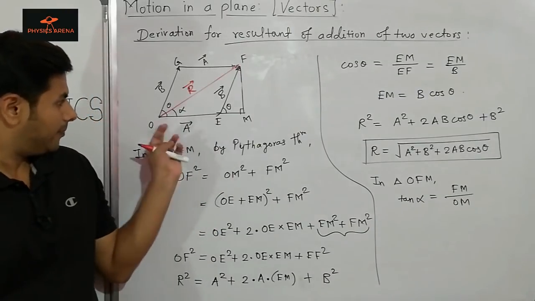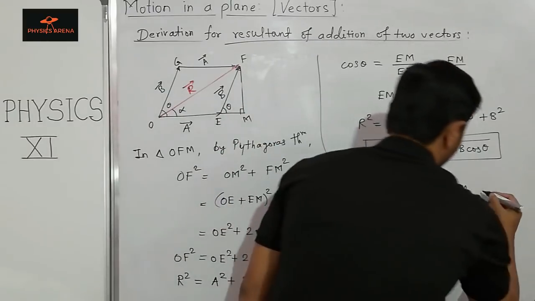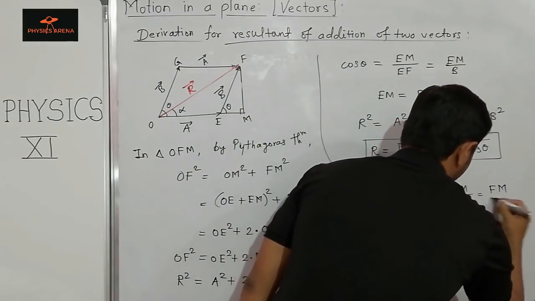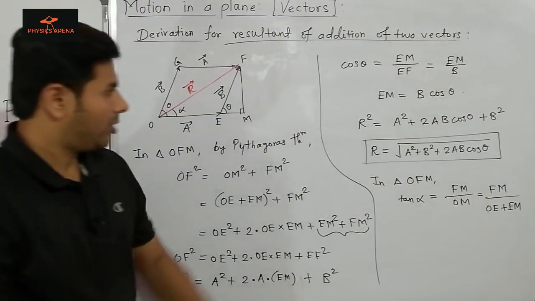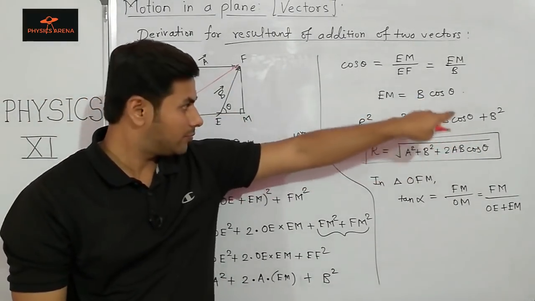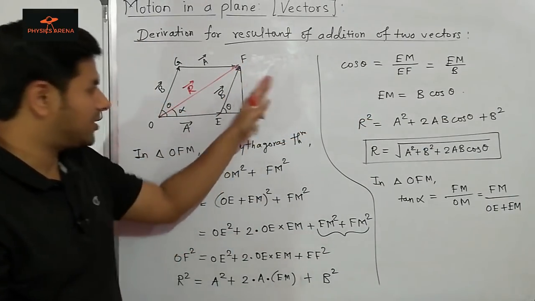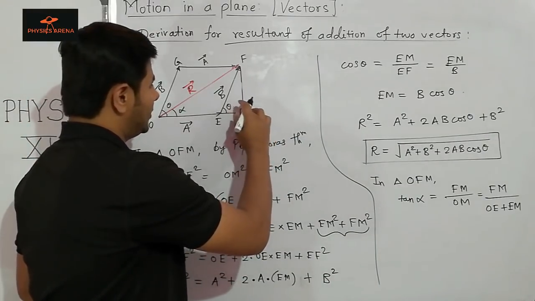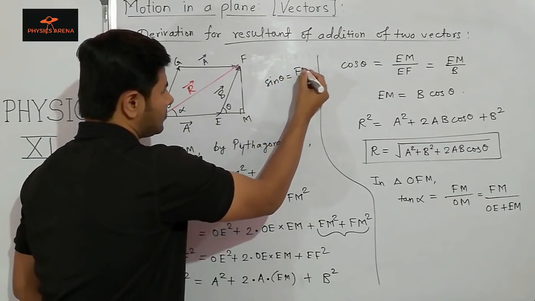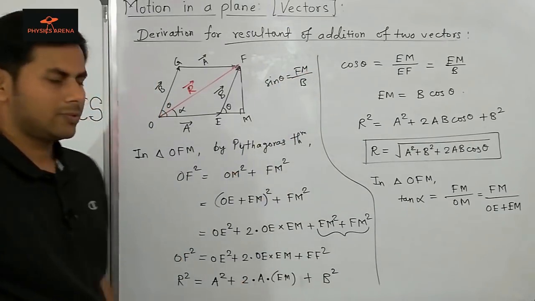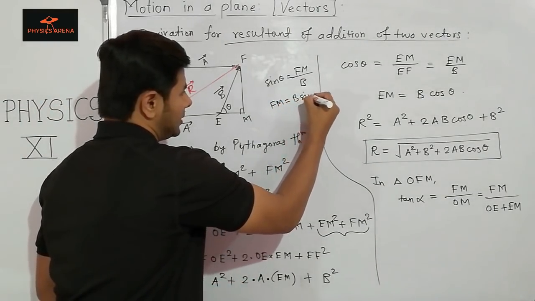Then OM can be written as OE plus EM. So this is FM divided by OE plus EM. Now we have found that this EM is B cos theta, and similarly this FM will be B sin theta. So sin theta is FM divided by B. Therefore, this FM will be equal to B sin theta.